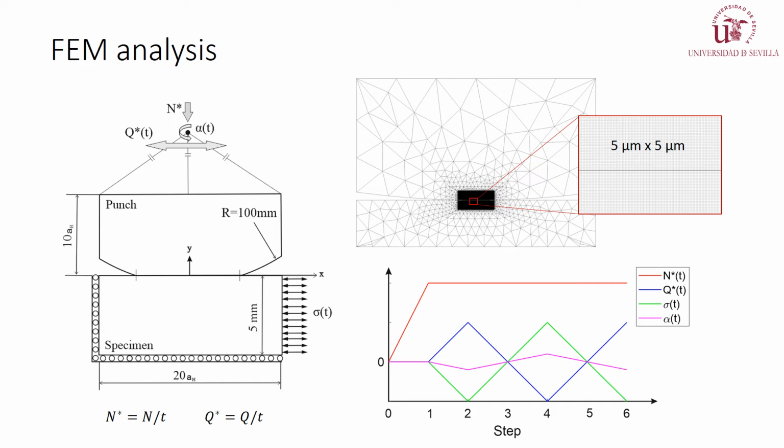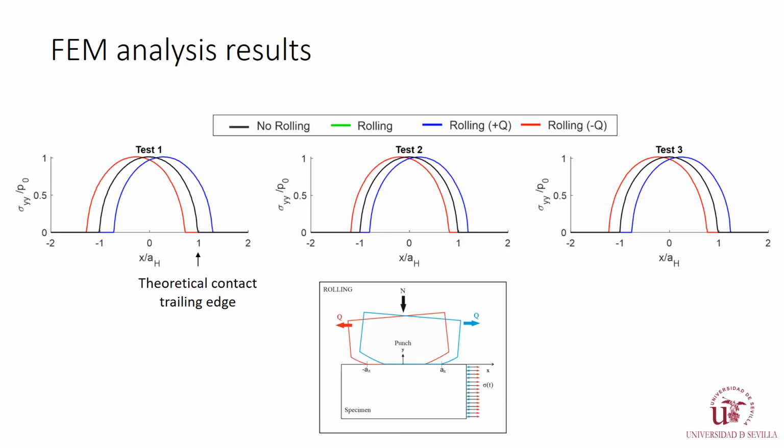The loads N asterisk and Q asterisk used in the analysis are divided by the thickness of the specimen. Here you can see some results from the FEM analysis of the 3 tests, showing the effect produced on the specimen by the rotation of the pad.